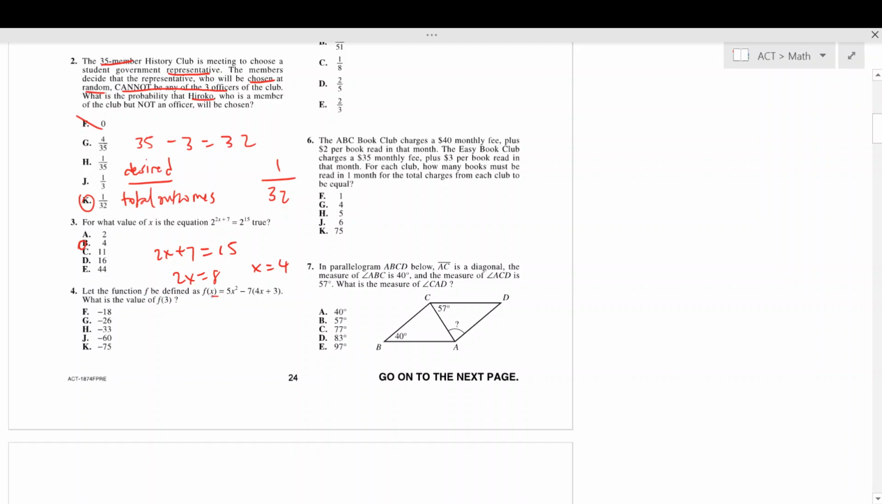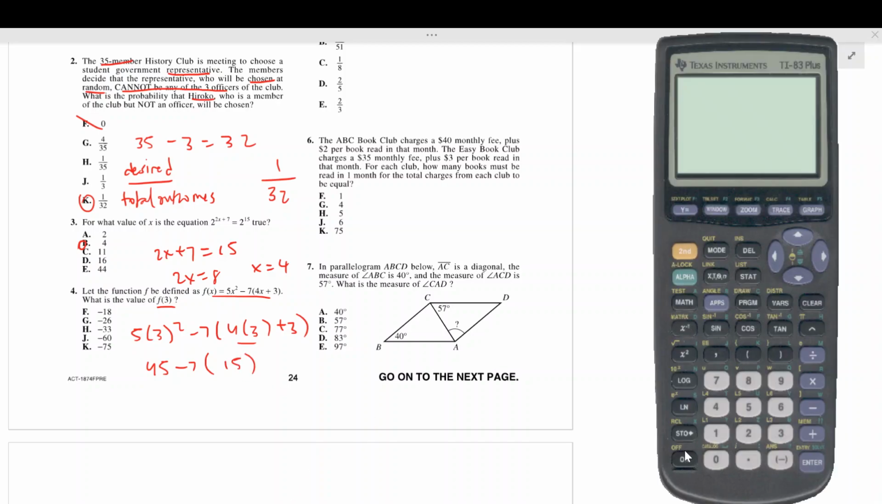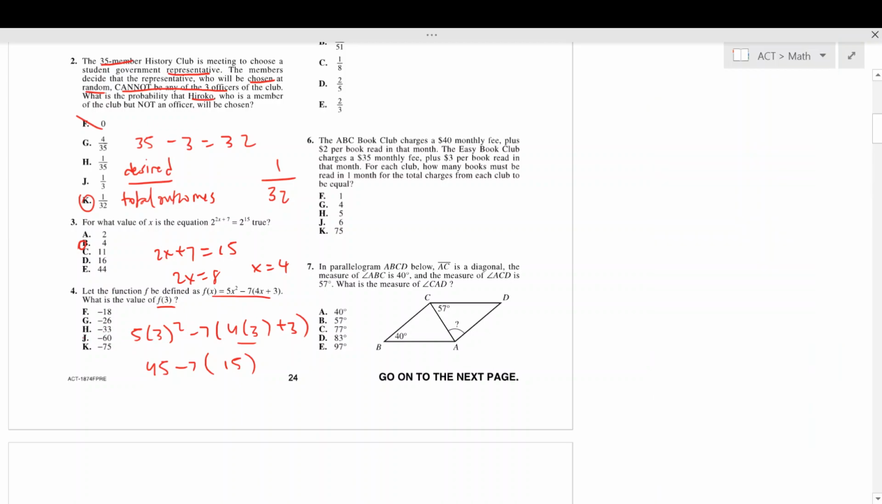In the next question, we're given this function, and we're just asked for the value of f of 3. So that means we just plug in 3 for every x we see in the equation. So 5 times 3 squared, minus 7 times (4 times 3, plus 3). And now just evaluate this. We have 5 times 3 squared, 3 squared is 9, 5 times 9 is 45. Minus 7 times, 4 times 3 is 12, plus 3 is 15. Now we have 45 minus 7 times 15, so we'll just plug this into our calculator here. So we do 45 minus 7 times 15. Negative 60, and that'll be our answer.